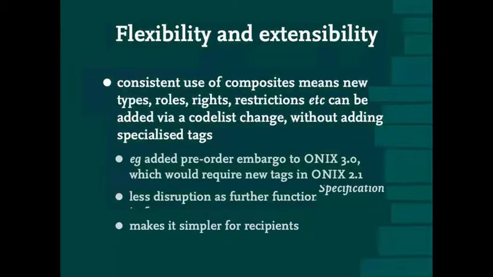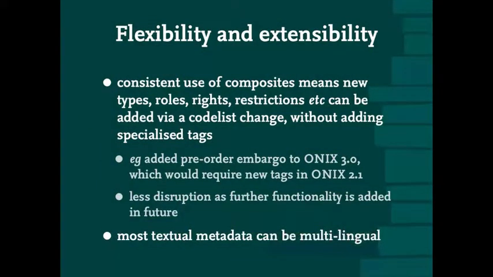ONIX 3 gives us a lot more extensibility. The fact that it uses data composites, little structures of several tags, means that new types, whether they're new identifier types or new date types or new roles, or maybe new types of rights, can all be added via a code list change. It means we don't have to have specialized tags, and it means that there's less disruption if we need to add new functionality. ONIX 3 has already been through a couple of minor updates, 3.0.1 and 3.0.2, and they were introduced with virtually no fuss. They added new functionality, not just through code list changes, but also the introduction of new tags. But that was easy because the structure was designed with extensibility in mind.